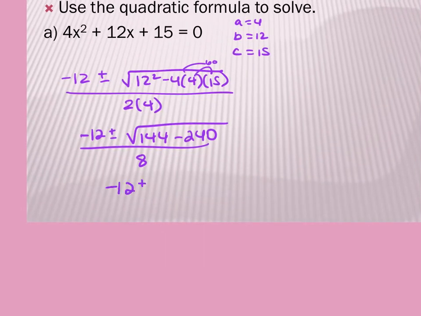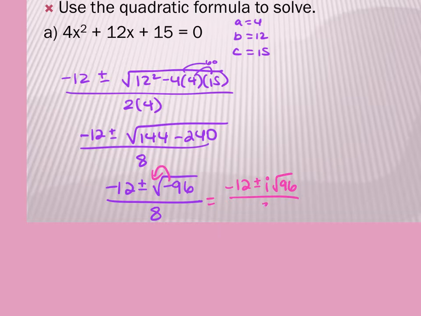Negative 12 plus and minus the square root of negative 96 over 8. Most of the questions in this section you can assume will have an i, which means that negative should be there. So take out the i, this becomes negative 12 plus and minus i root 96 over 8.